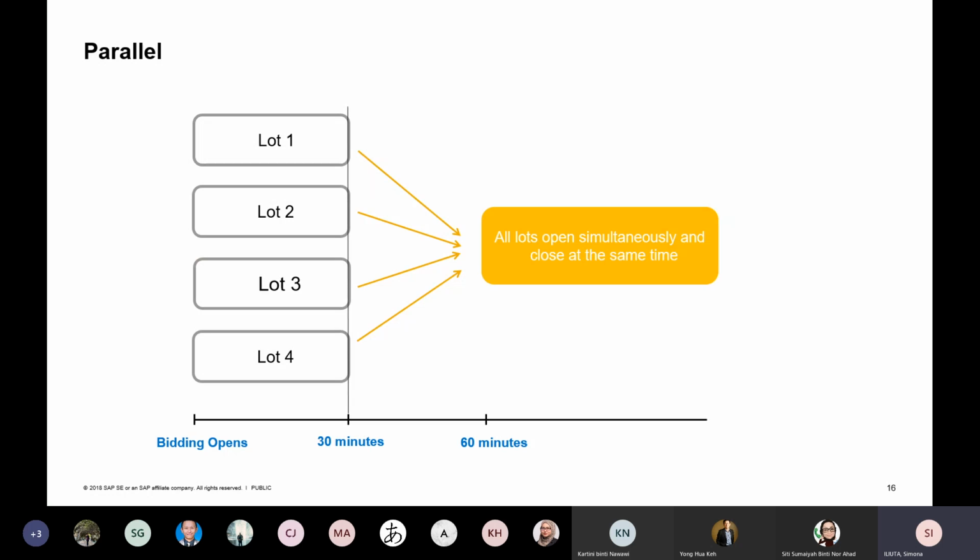And here we've tried to make it a little bit more visual. For parallel, all the line items open and close at the same time, so you decide on the duration of the auction. So the overtime rules, if any, it doesn't matter which lot or line item triggers, but it applies to all of them.